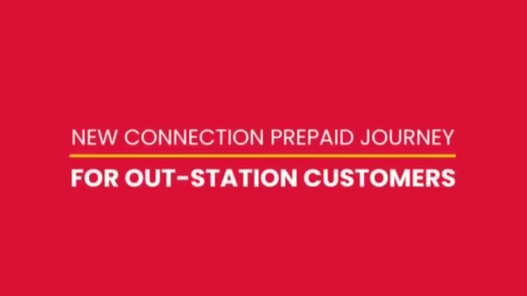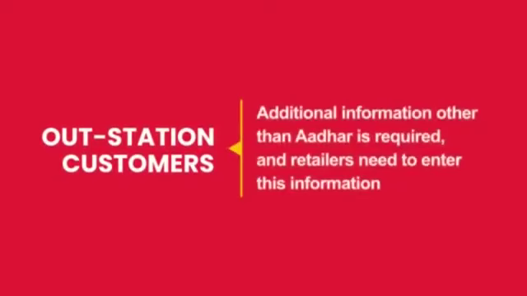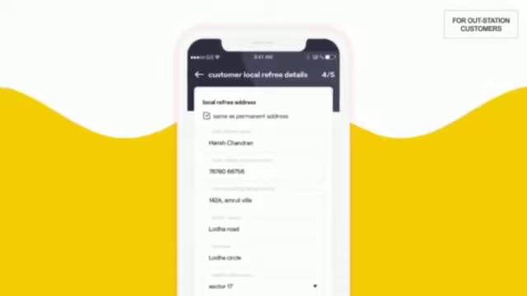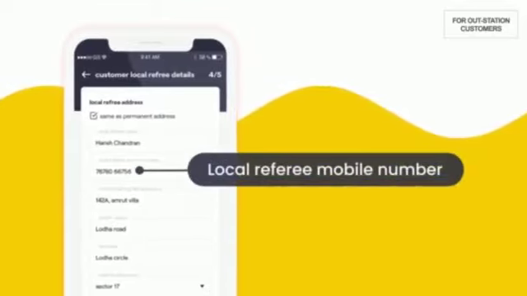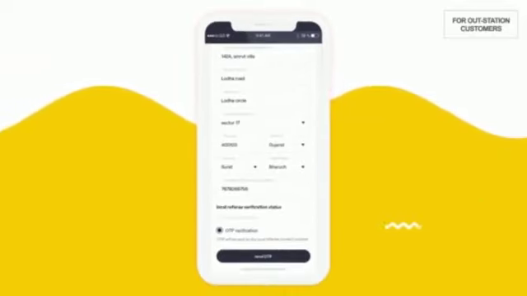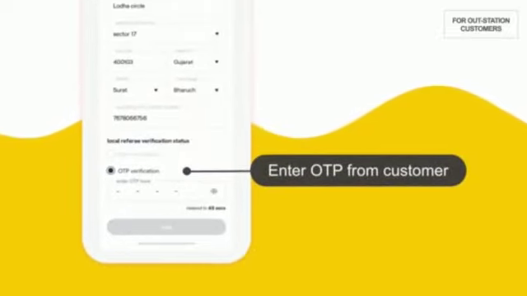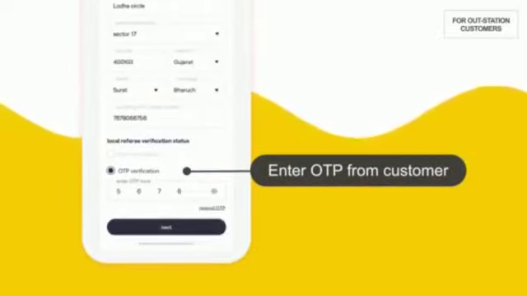New connection prepaid journey for outstation customers. For outstation customers, additional information other than Aadhaar is required, and retailers need to enter this information. Fill in the personal and local address details of the customer. Fill in the customer's local referee mobile number. The retailer must enter the local referee's OTP that the customer has to share.